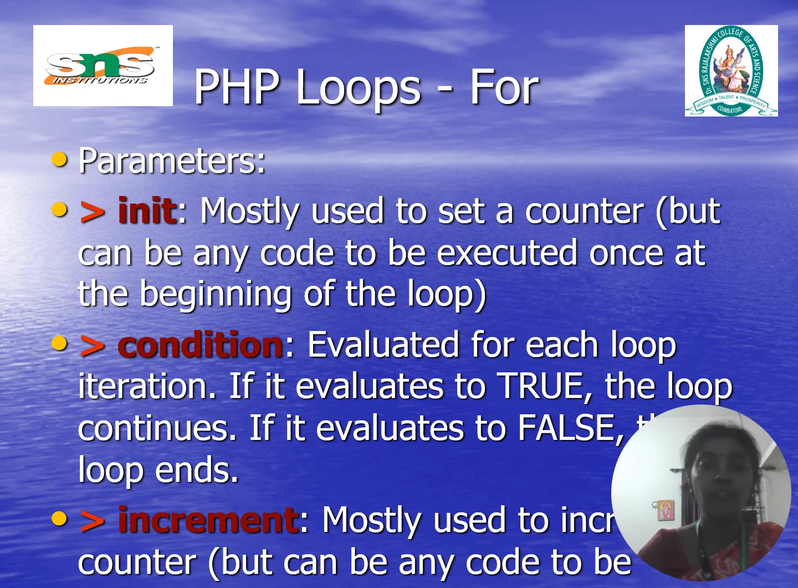Next one is the for loop. Here in the for loop, we have three parameters: initialization, condition, and then increment. Initialization is mostly used to set a counter. In condition, we give the condition, whether true or false. In increment, we use increment or decrement operators.